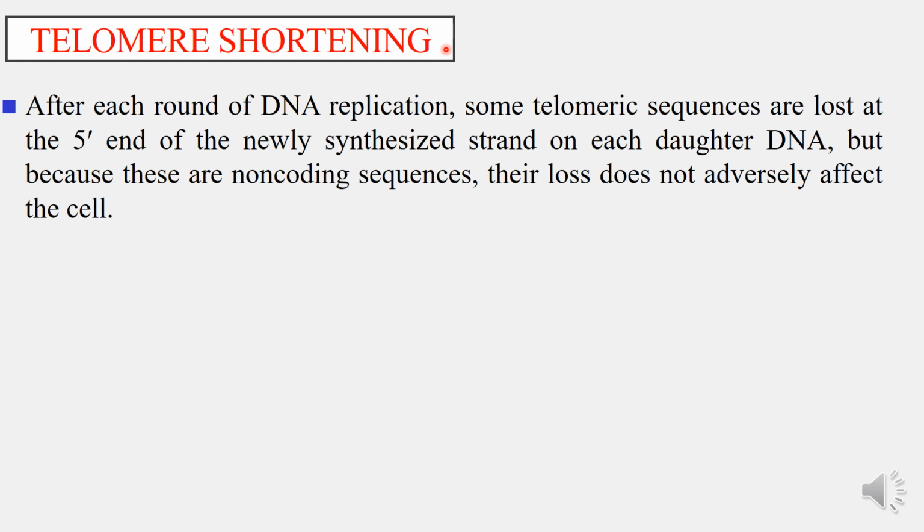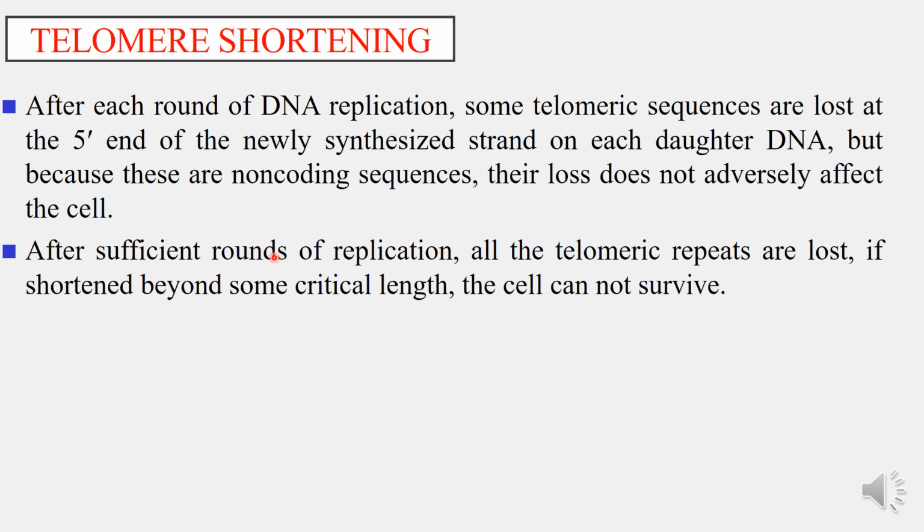Now, what is telomere shortening is the next question. So, after each round of DNA replication, some telomeric sequences are lost at the 5' end of the newly synthesized strand on each daughter DNA. But because these are non-coding sequences, their loss does not adversely affect the cell. After sufficient round of replication, all the telomeric repeats are lost.